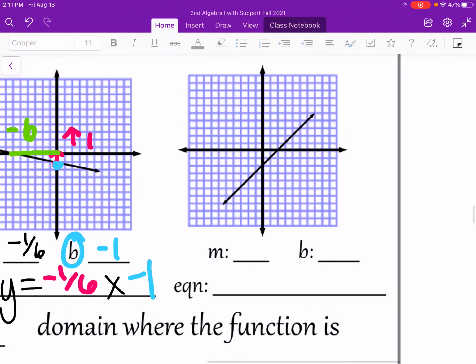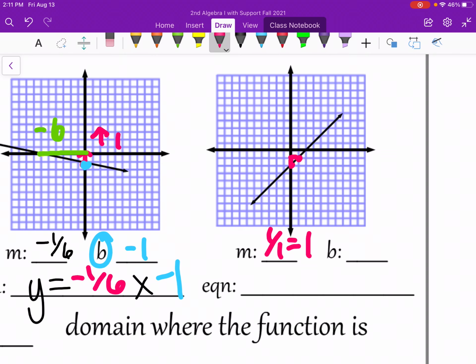And then lastly, okay, I'm going to pick 2 points. So here's 1 point, and here's another point. It looks like, actually, I can pick another one that's even closer. So there's my 2 points. I have a rise of 1 and a run of 1, which is 1 over 1. 1 divided by 1 is just 1.